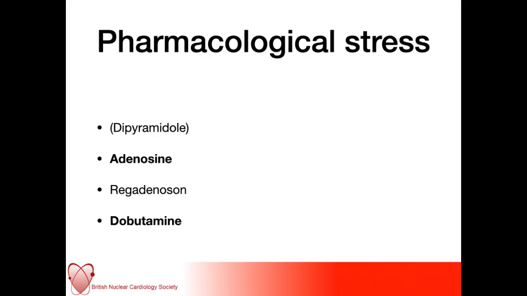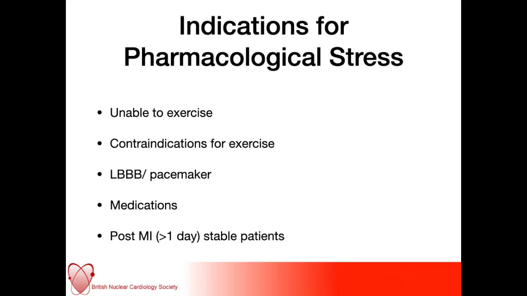I'm going to concentrate on adenosine and dobutamine mainly, simply as those are the ones which are used most regularly. So, as I say, why do a pharmacological stress test? Well, is your patient unable to exercise, or do they have one of those aforementioned contraindications to exercise? Do they have an uninterpretable ECG because they're paced, or they have left bundle branch block? Are they on certain medications, which means they can't exercise? And again, are they more acute patients, recently within a myocardial infarction period?